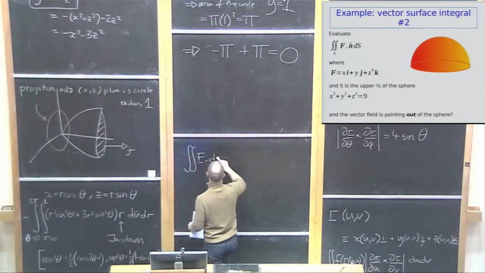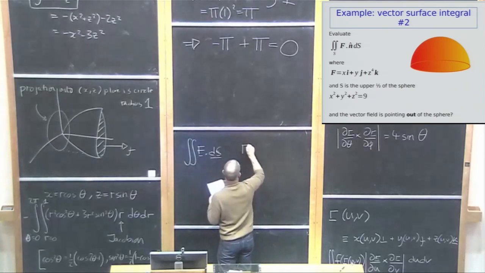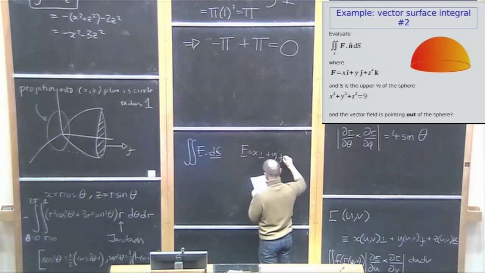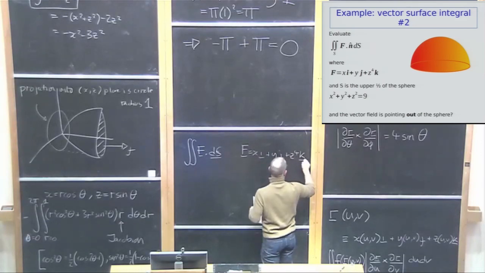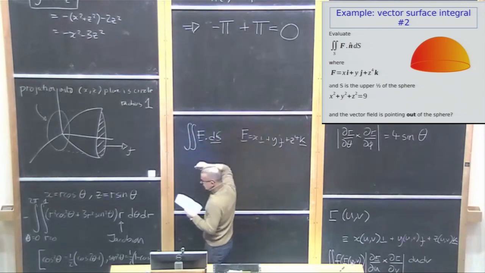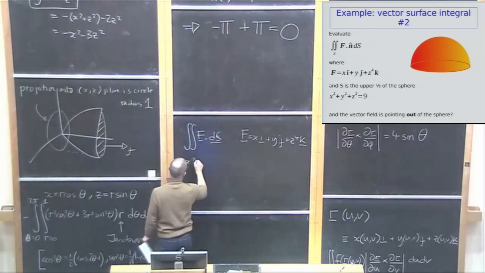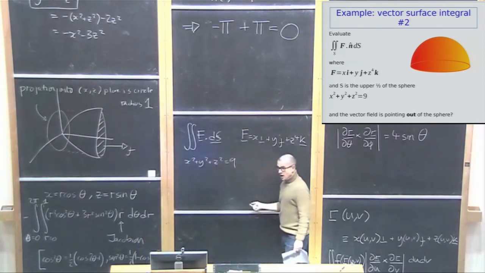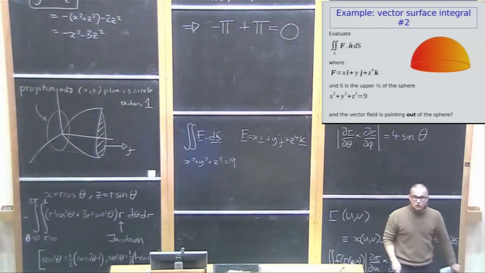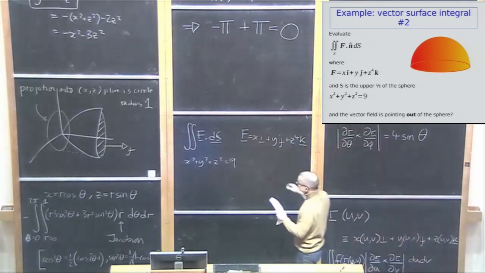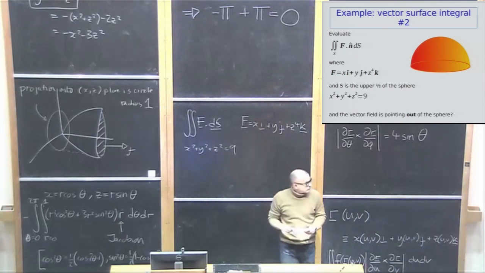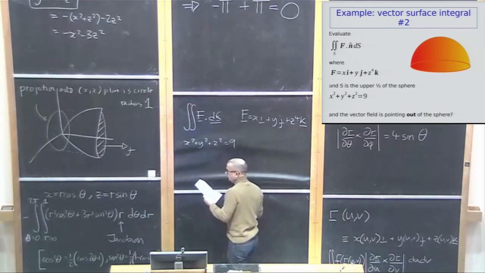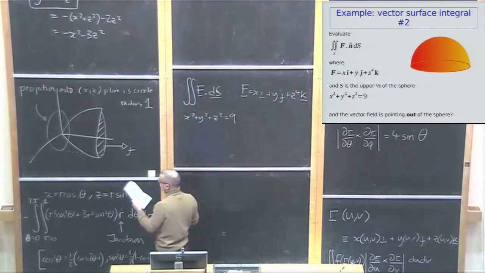So we want to integrate F dot dS, where F is given by xi plus yj plus z to the fourth k, over the upper half of the sphere given by x squared plus y squared plus z squared equals 9, i.e. it's the upper hemisphere of a sphere of radius 3.